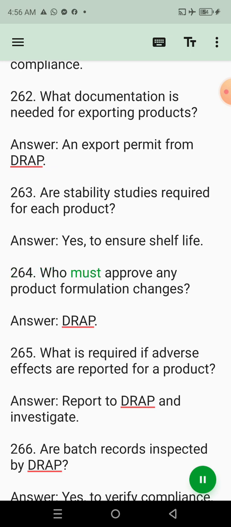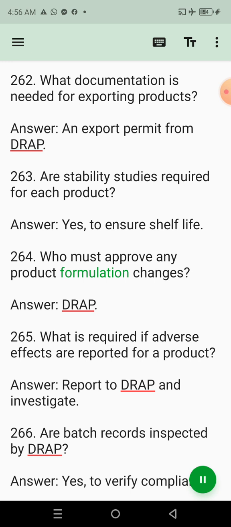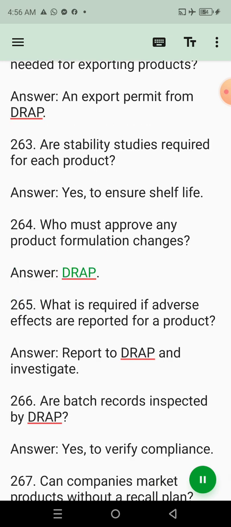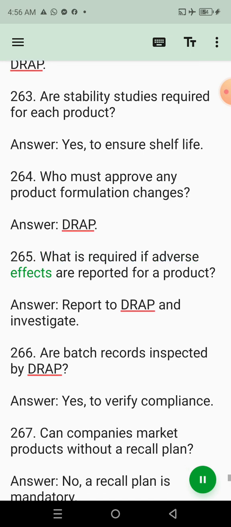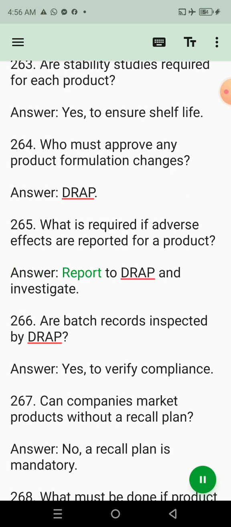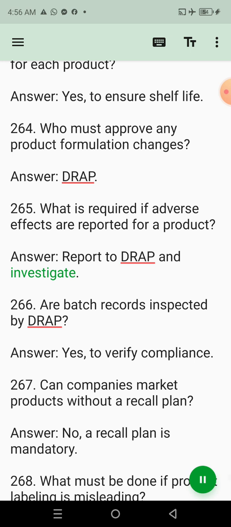264. Who must approve any product formulation changes? Answer: DRAP. 265. What is required if adverse effects are reported for a product? Answer: Report to DRAP and investigate.